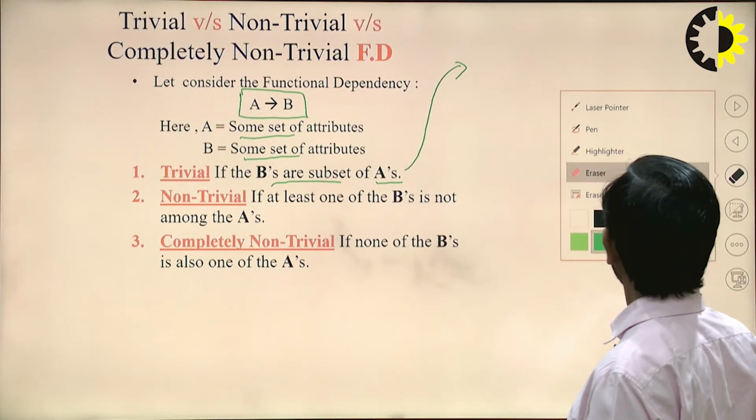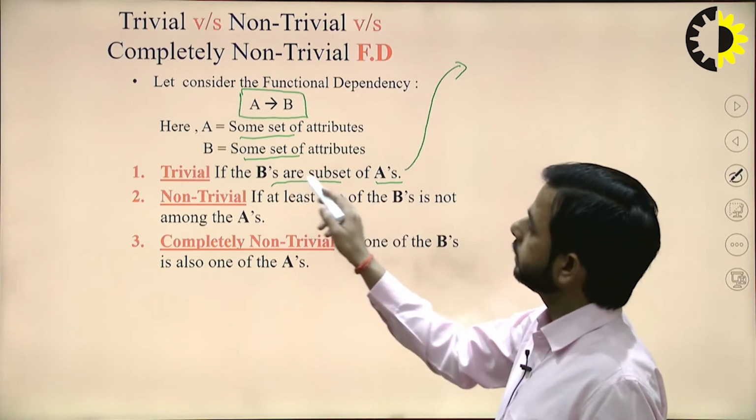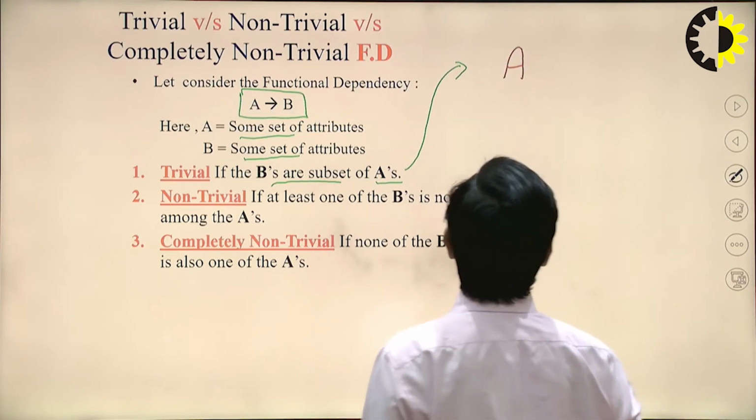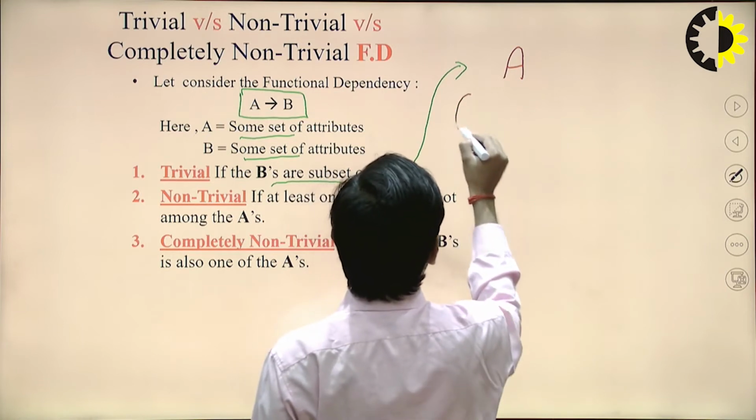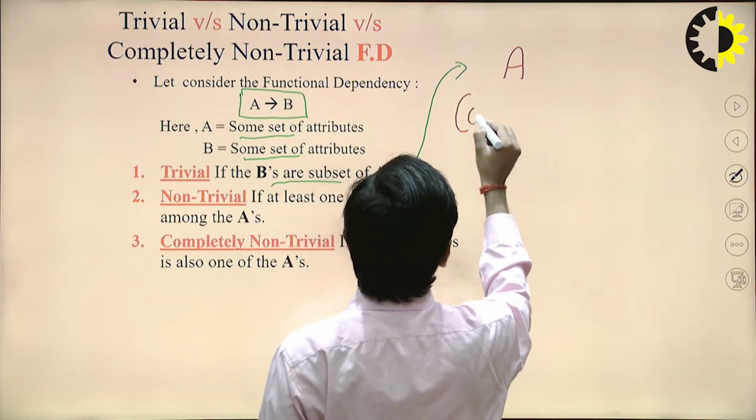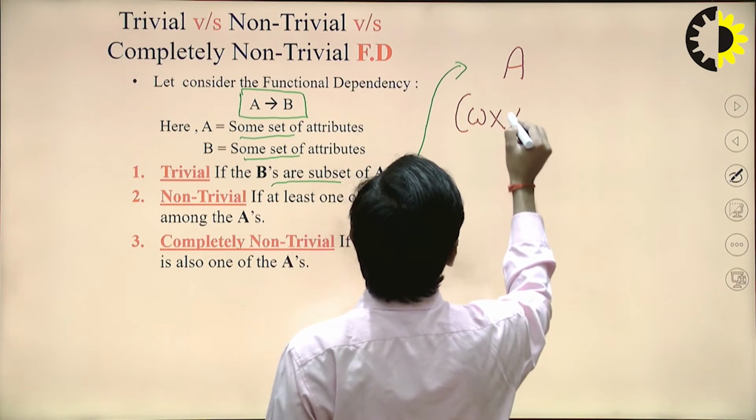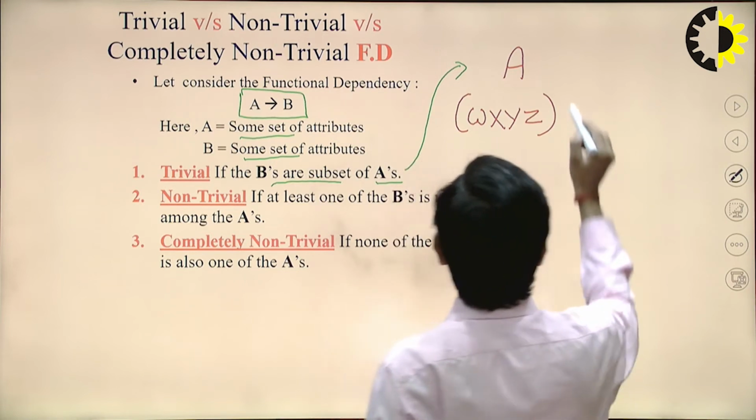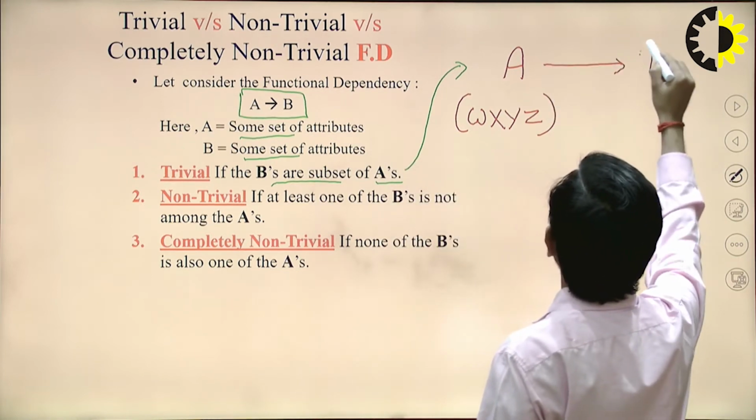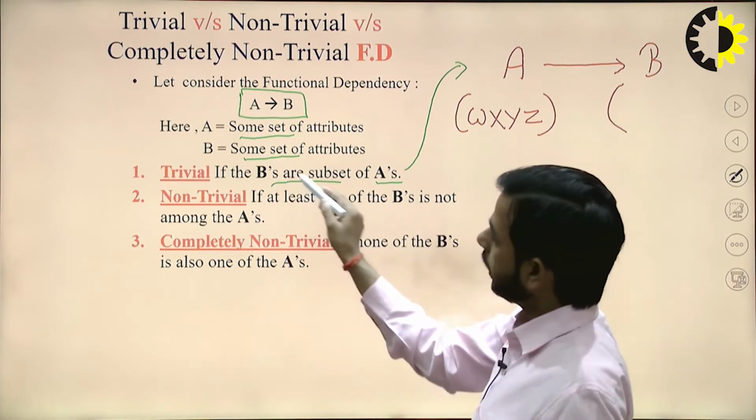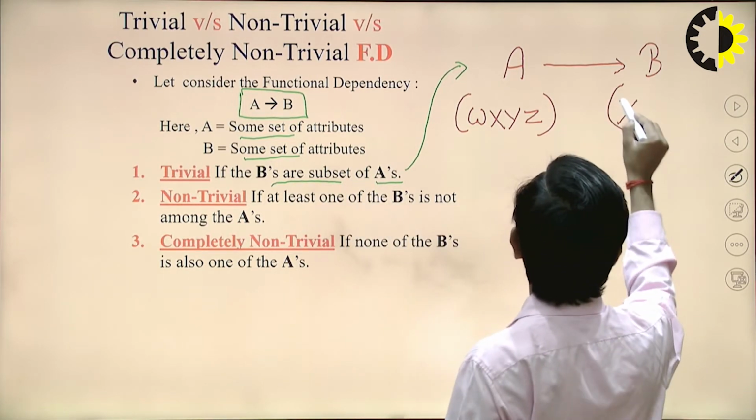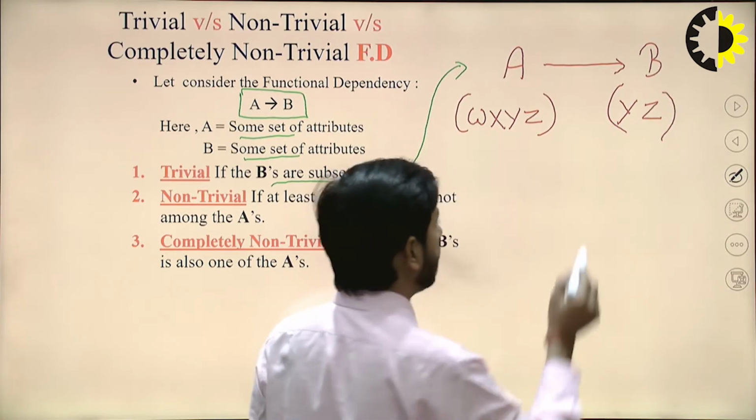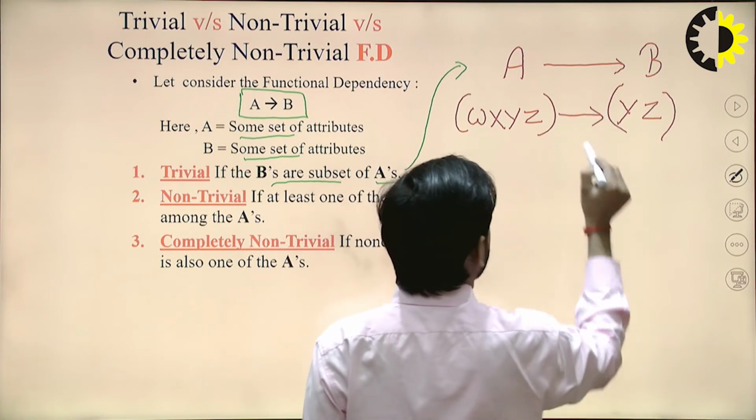Suppose these are subsets of A. Suppose there is one set A, and this set contains the attributes, suppose W, X, Y, and Z. Okay, and A determines B, and B is a subset of A, suppose Y and Z. If the situation is like that, then this is a trivial functional dependency.